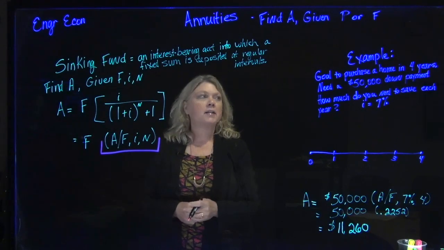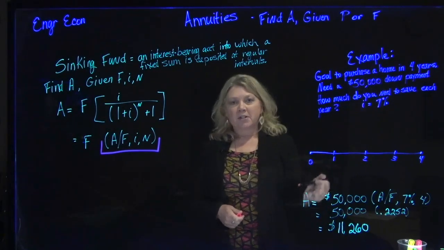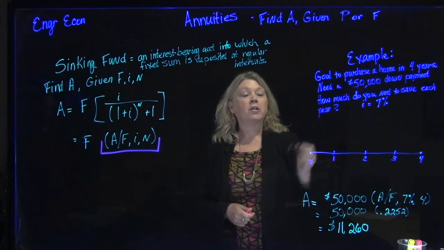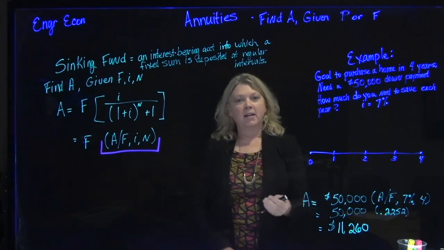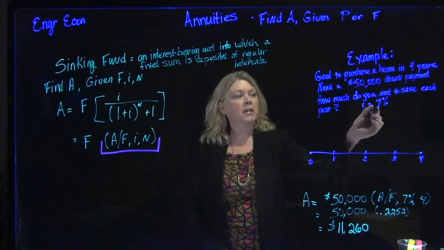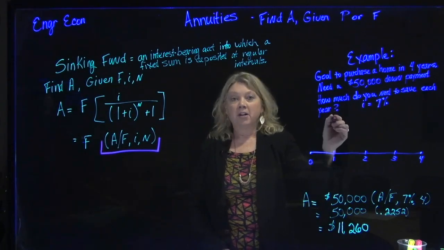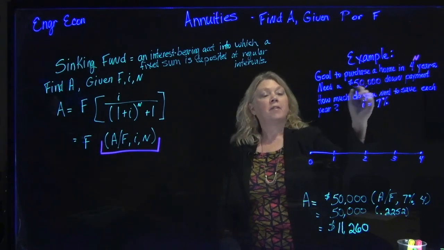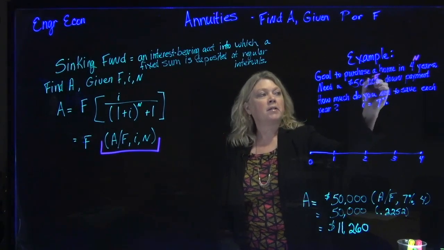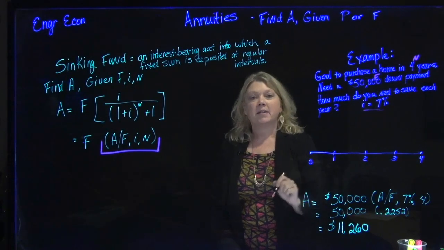All right, let's look at an example. Your goal is to purchase a home in 4 years, and you know you'll need a $50,000 payment at that time. How much do you need to save and deposit into a 7% interest-bearing account each year so that at the end of 4 years, there's our N, you have a $50,000 sum in that account? That would be F, and I is 7%.